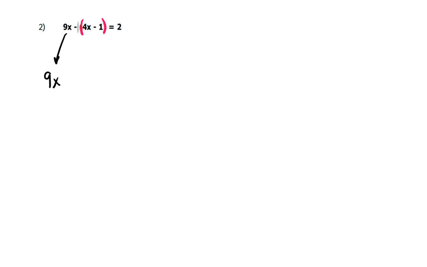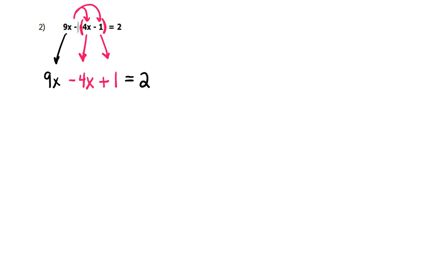There's an invisible 1 right here. So you have to distribute that to get rid of the parentheses. So negative 1 times 4x is a negative 4x. And negative 1 times a minus 1 makes that a positive 1. And then you still have the equals 2.